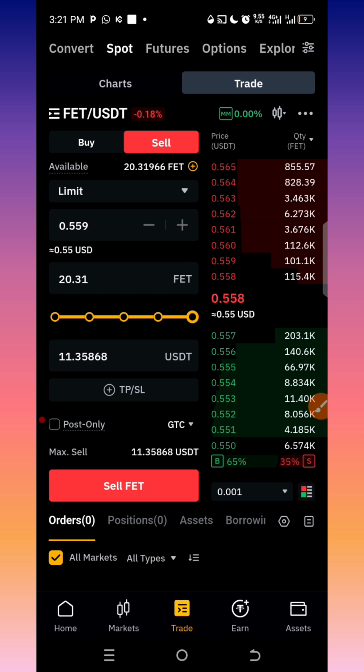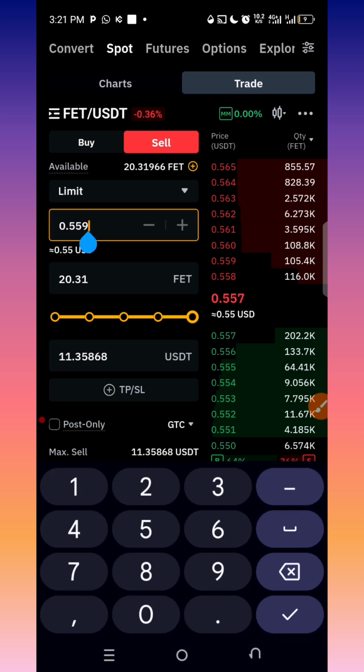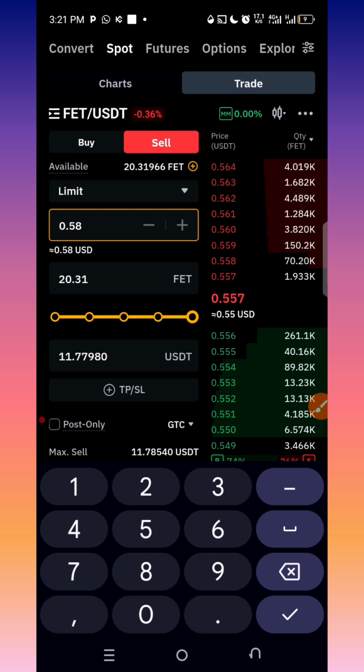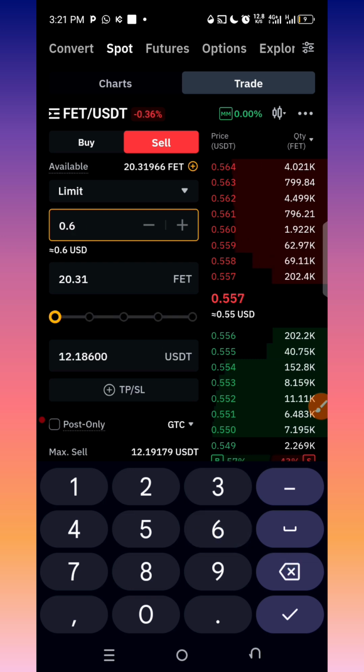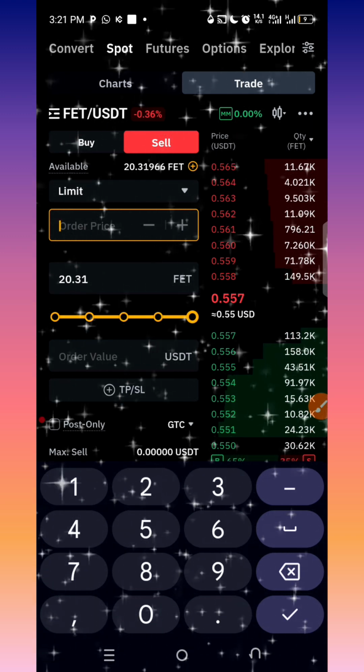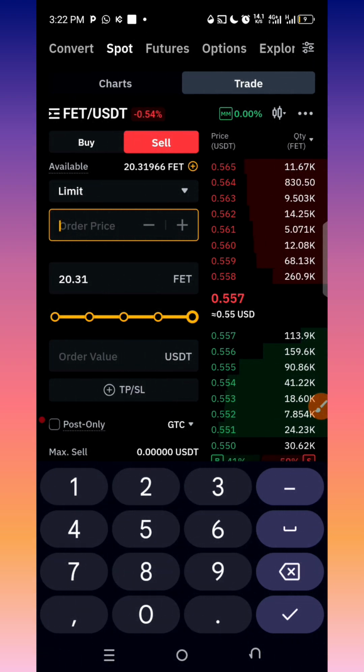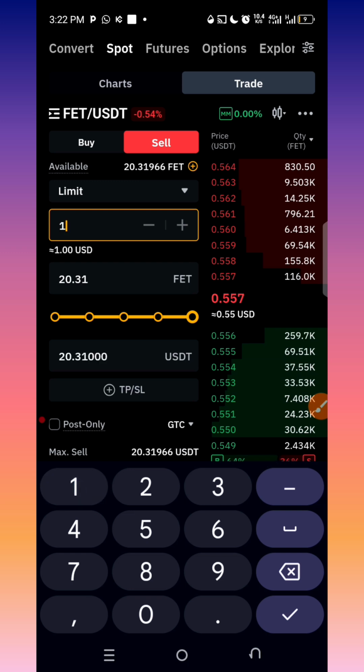So let me assume the market now grows up to a point where it becomes 0.58. I'm just using that. If it becomes 0.58, that means I've already grown my 11.35 to 11.77. So if the market maybe grows to 0.6, I've grown my 11.35 to $12. Let's assume I want to keep it for this market to skyrocket, because this coin usually sells at the rate of $1, $2, $3. So imagine I let the coin grow to $1. That means I've already grown my $11 to $20. If I let it grow to $2, I've grown my $11 to $40. If I let it grow to $3, I've grown my $11 to $60, almost 61.